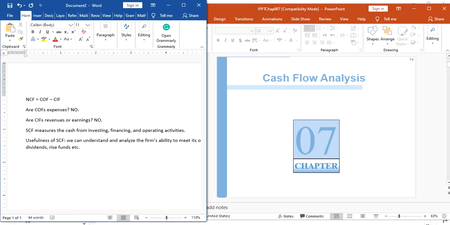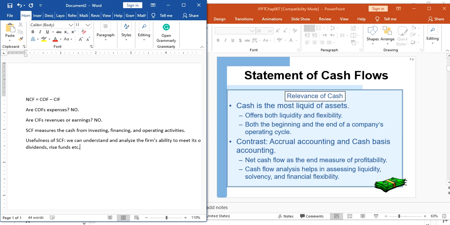Okay, so we know that cash is the most liquid asset of the company. Among the current assets, cash is the most liquid one. Having too much of it will harm the company. Having less than enough also harms the company.